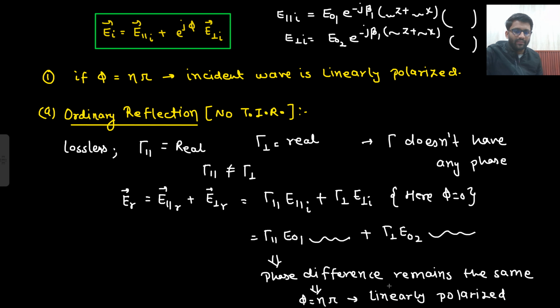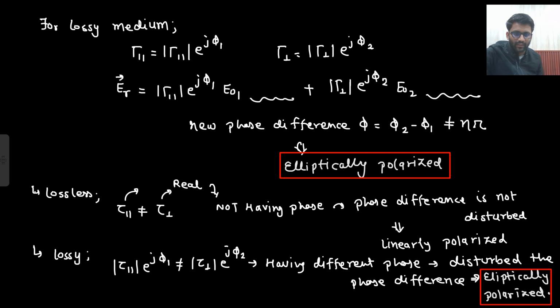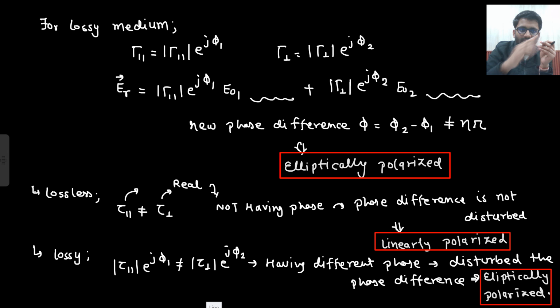The only case where you are not getting elliptically polarized is this one. This is your linearly polarized. And just one second, here also you are getting the linearly polarized. So for a lossless medium, in case of oblique incidence, the reflected wave will be linearly polarized if your incident wave is linearly polarized. Are you getting this point? Reflected along with that transmitted wave as well.